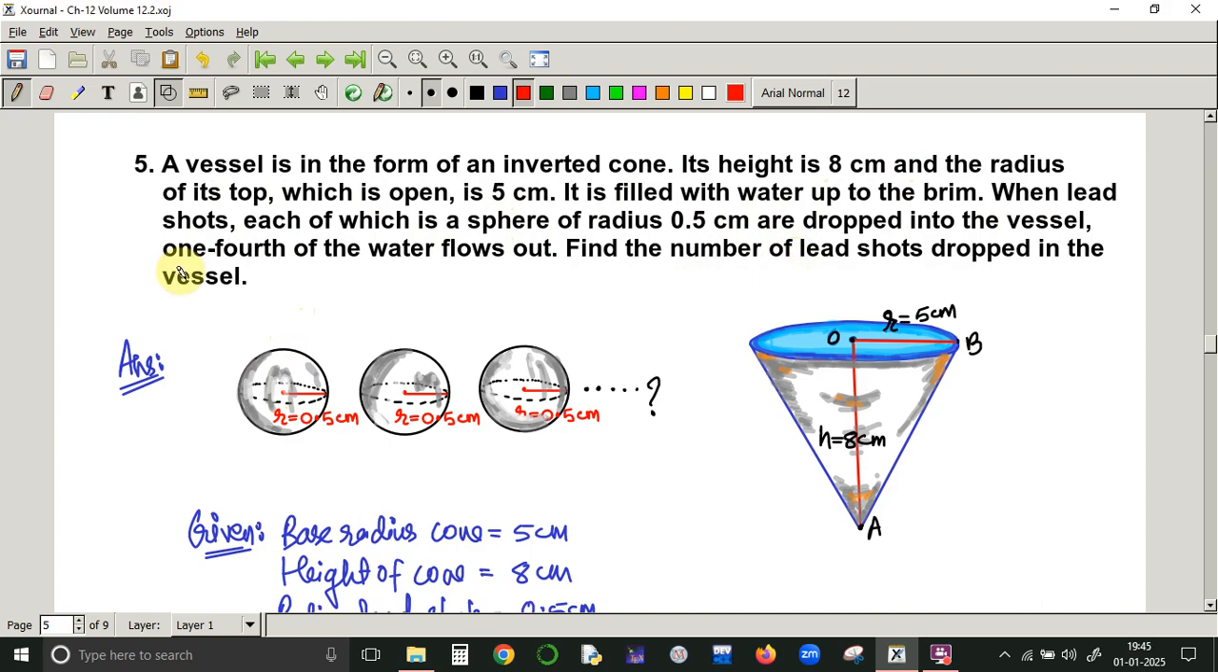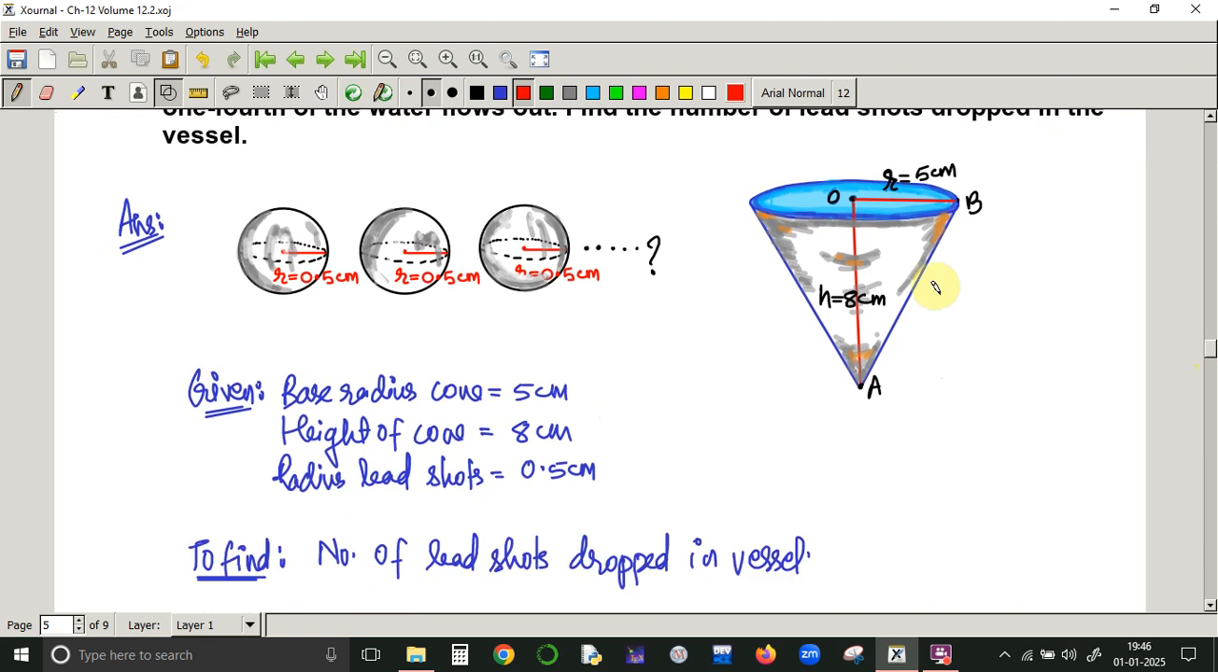So how much water falls out? 1/4 of the water flows out. How many lead shots? We don't know. So we know that 1/4 of the total volume of the cone falls out. Find the number of lead shots. This is the diagram. This is the lead shot in spherical shape. The radius is 0.5 centimeter, and how many, we don't know. This is the shape, a conical vessel full of water.